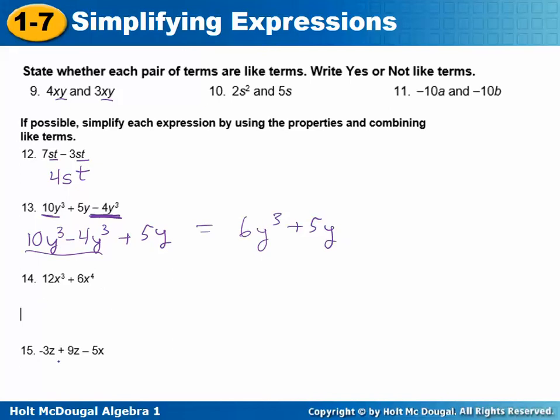Remember that when you're typing on a keyboard, you can use this key to mean that there's an exponent coming. So 12x cubed, you'd write, oops, I forgot the x. You'd write 12x, and then this means that there's an exponent coming, so 12x cubed, and then plus. In 15, there are some like terms, so combine the ones that are like terms. Remember to combine the coefficients in front of, and then just write what you have left.